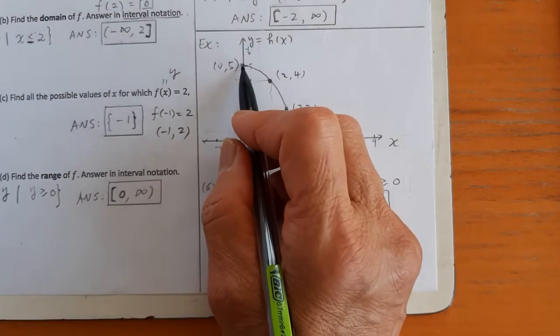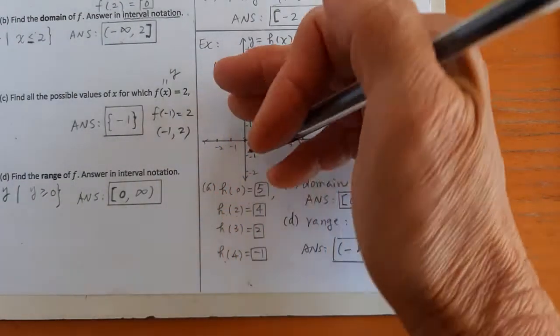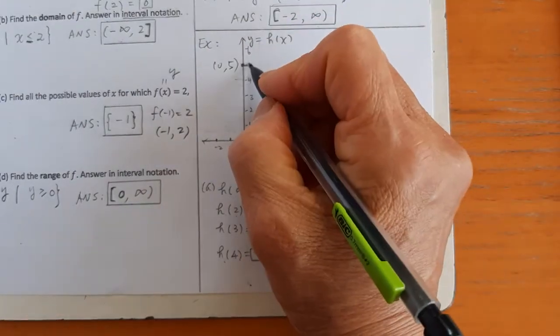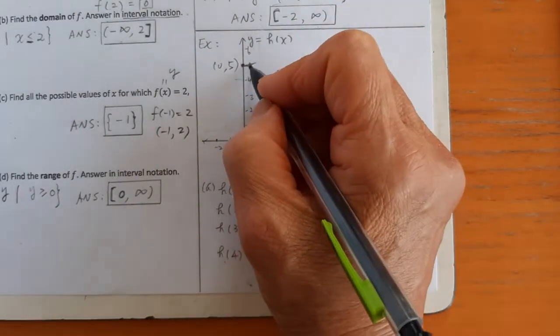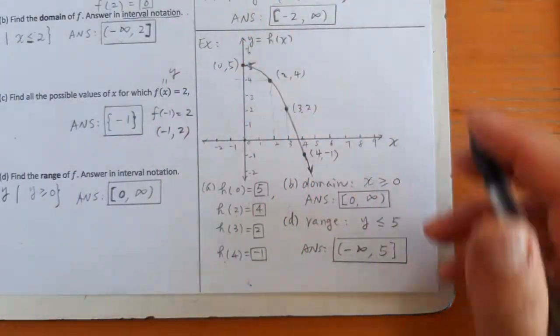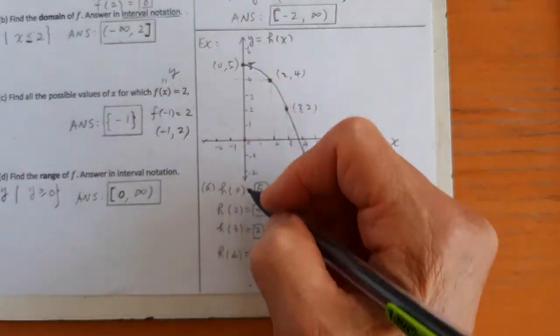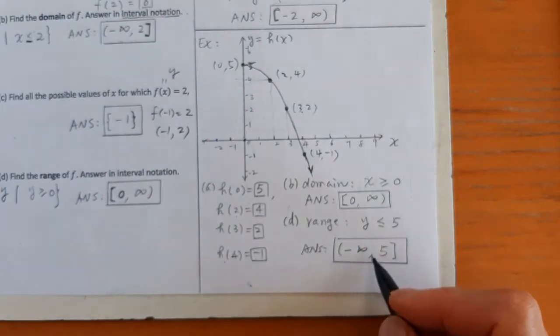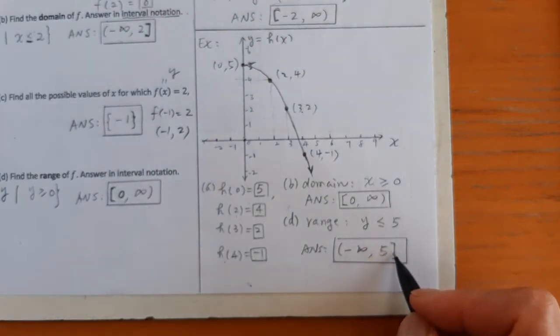And what is the range? The range is the y value. The y value goes down from 5. y is 5, the function value is 5. Below 5 there is a curve, but above 5 there's no curve. So it's from negative infinity up to 5, including 5, so use a bracket.